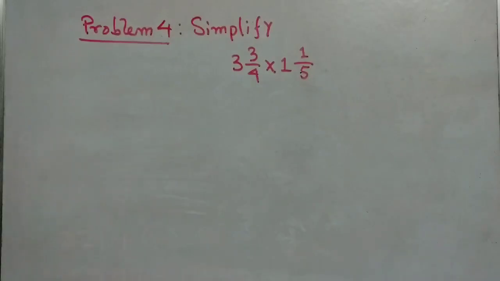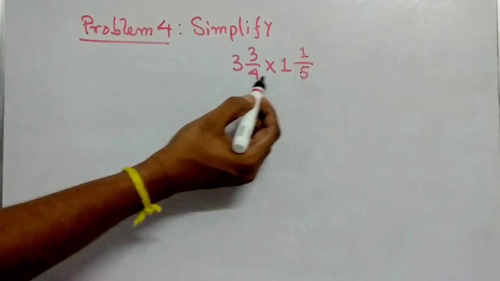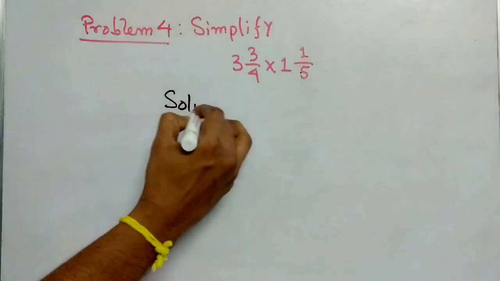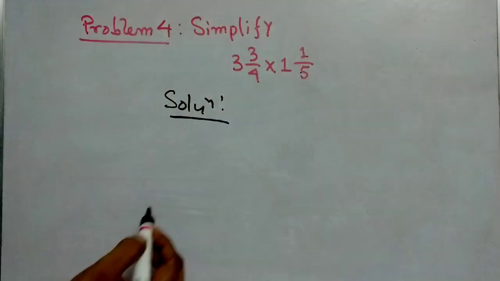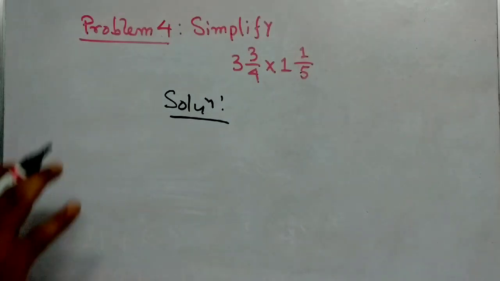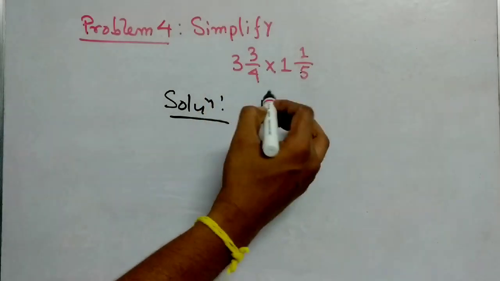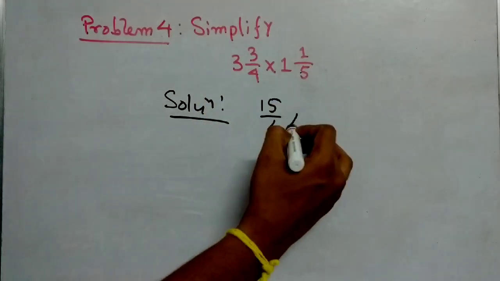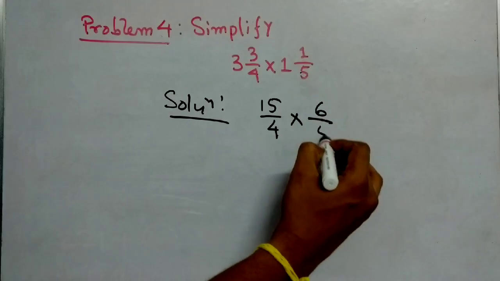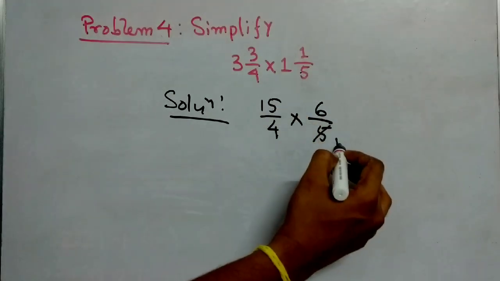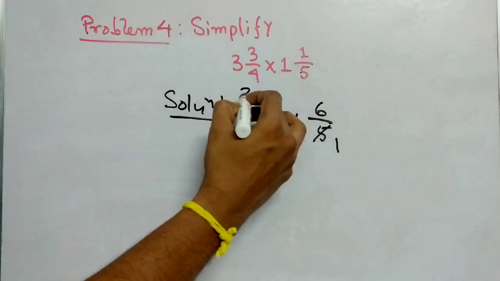Let's go for problem number 4. Okay, in this problem we have two mixed fractions. There is 3 whole 3 by 4 and 1 whole 1 by 5, and we have to multiply them. So before we proceed, we have to convert them into improper fractions. So this 3 whole 3 by 4 is 15 by 4, and this is 6 by 5. So we can divide 15 by 5. So 5 ones are 5 and 5 threes are 15.